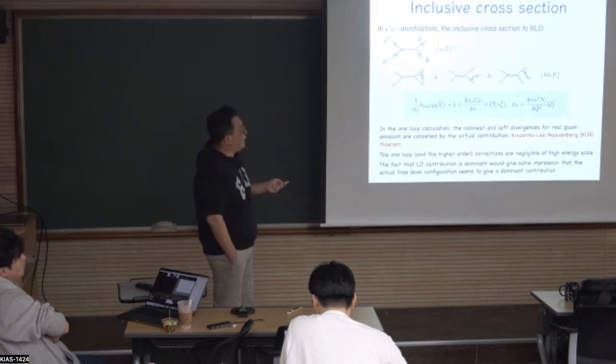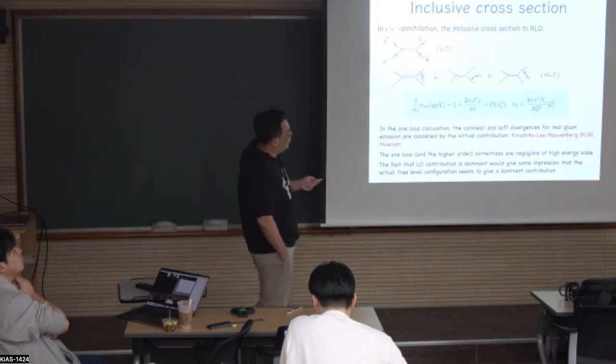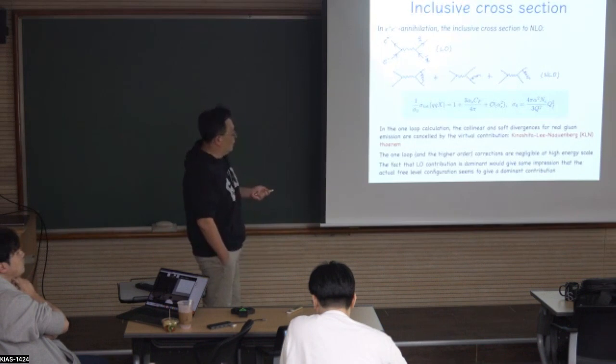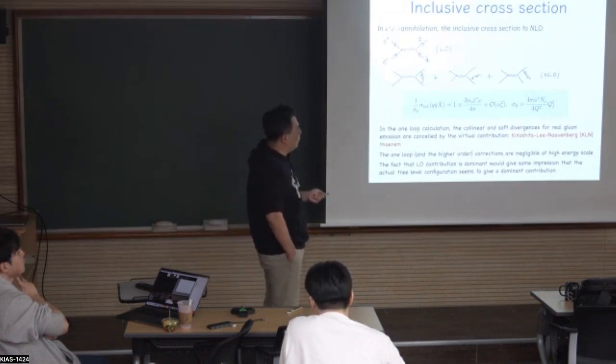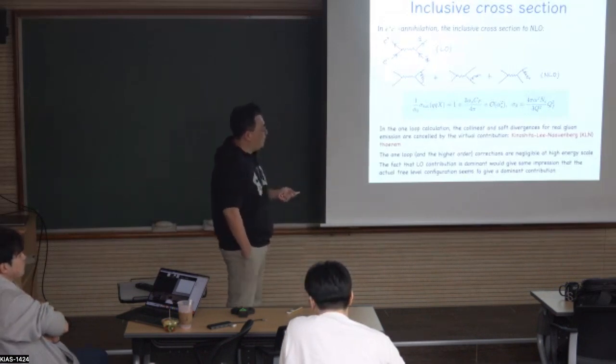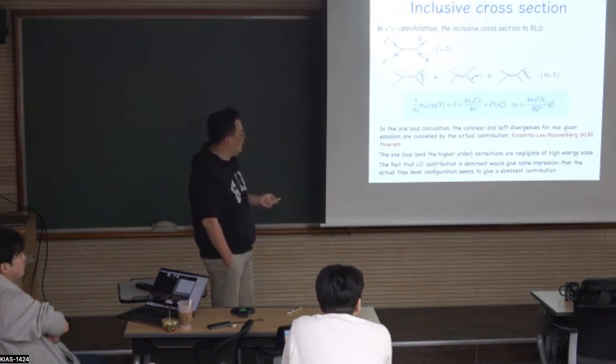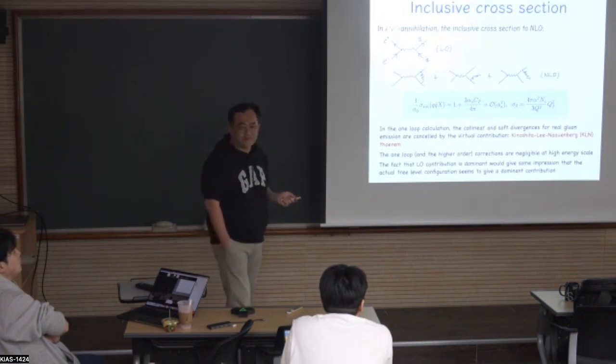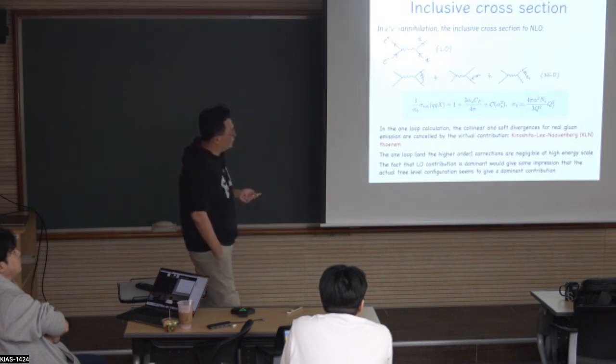Also, at higher energy scale, this next-to-leading order correction can be considered too small because the coupling alpha_s follows asymptotic freedom, right? So at high energy scale, these corrections can be negligible, right? And the leading-order contribution is dominant at higher scale, which may give the impression that the tree-level configuration gives the dominant contribution, because the higher-order corrections can be negligible.